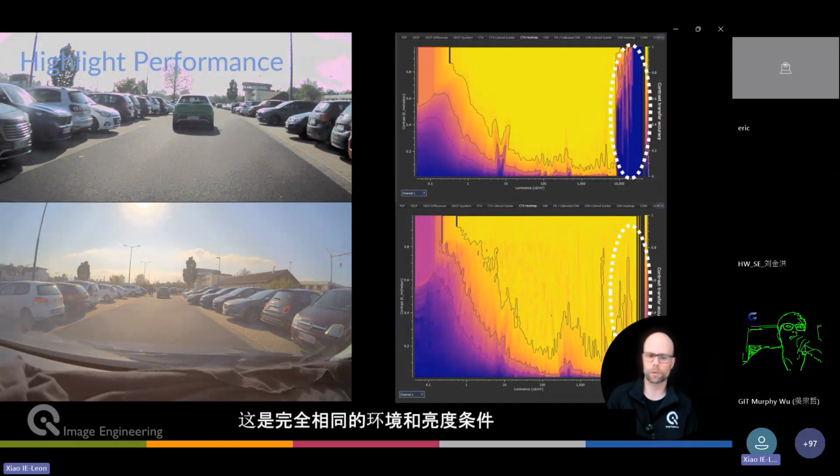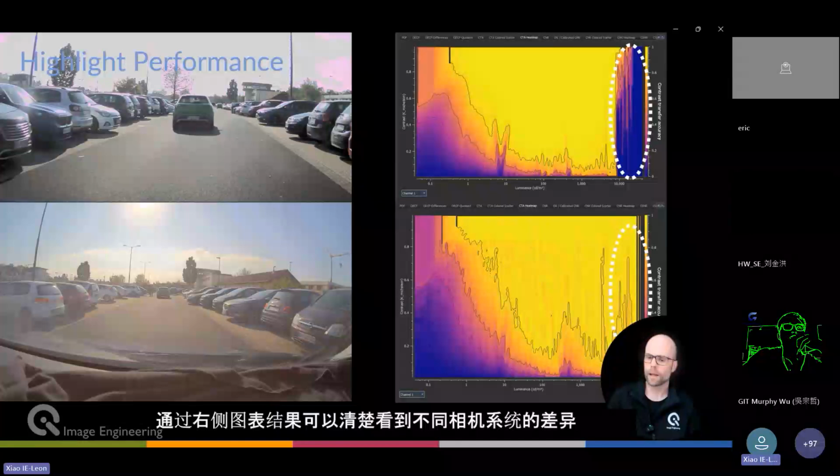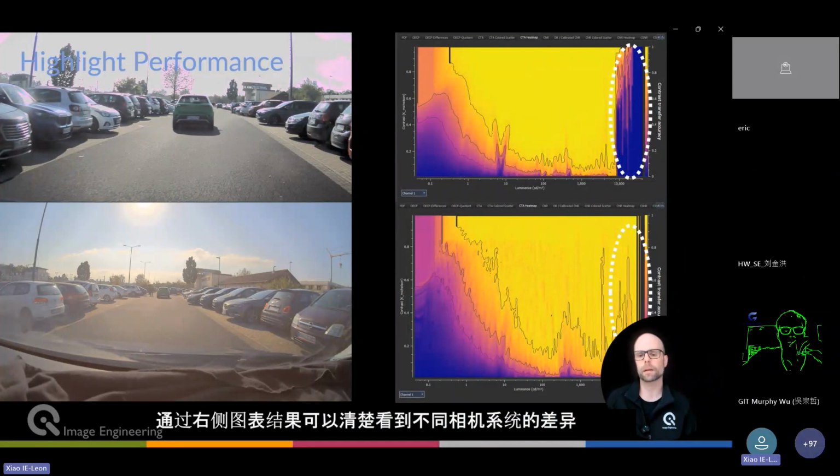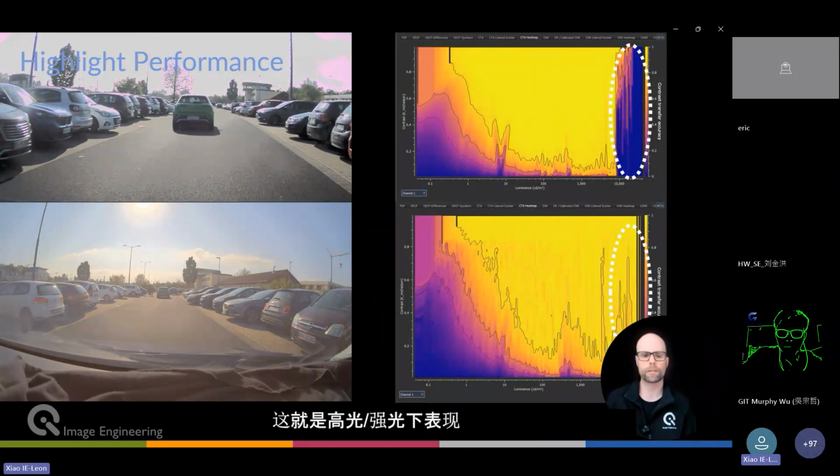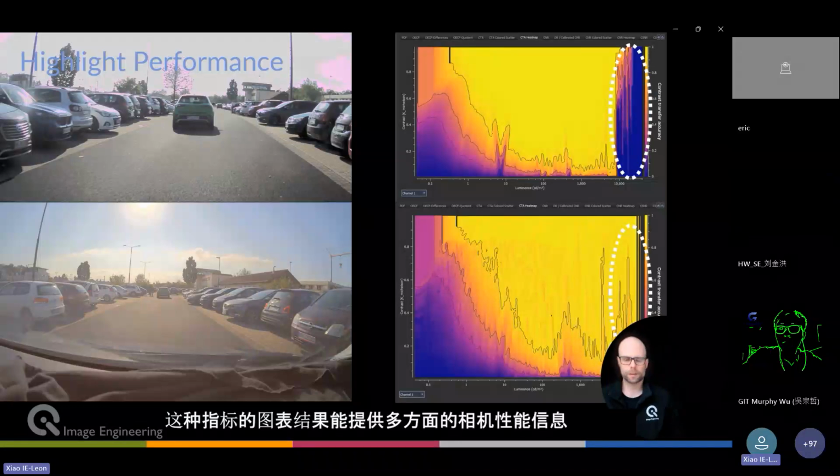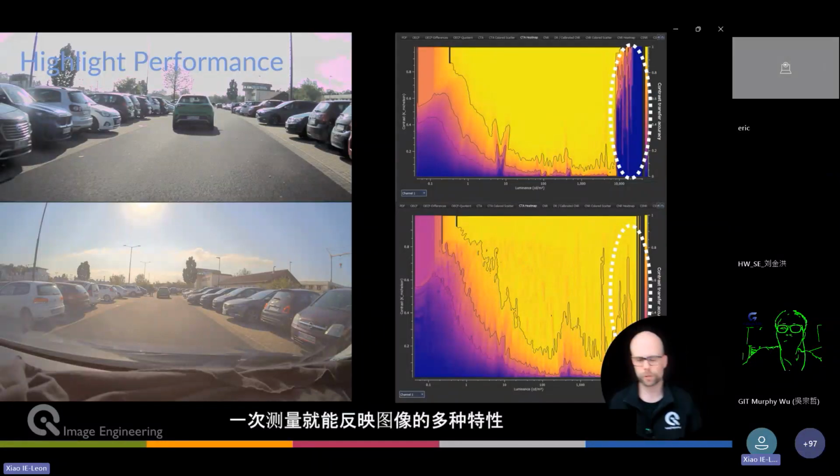So it's the same situation, it's the same brightness outside. And that's something that you can nicely see here on the right side. So that's the highlight performance. So you see, such a map can give you a lot of different information for different things. It's one measurement that tells you a lot of different things about your image.